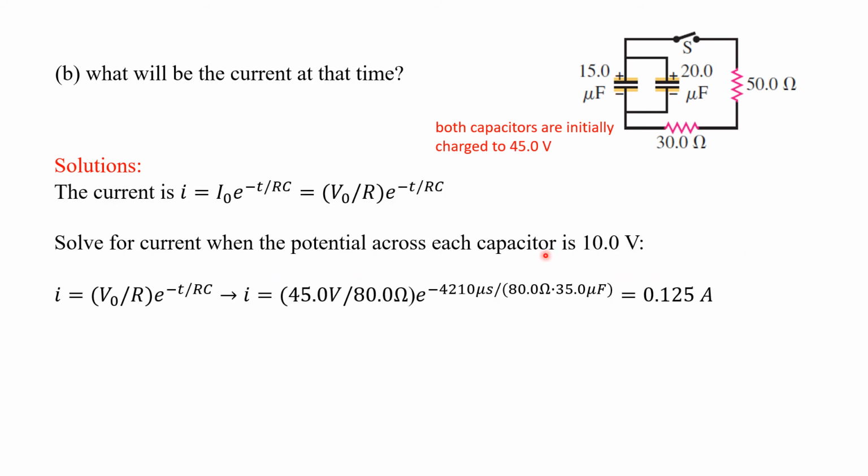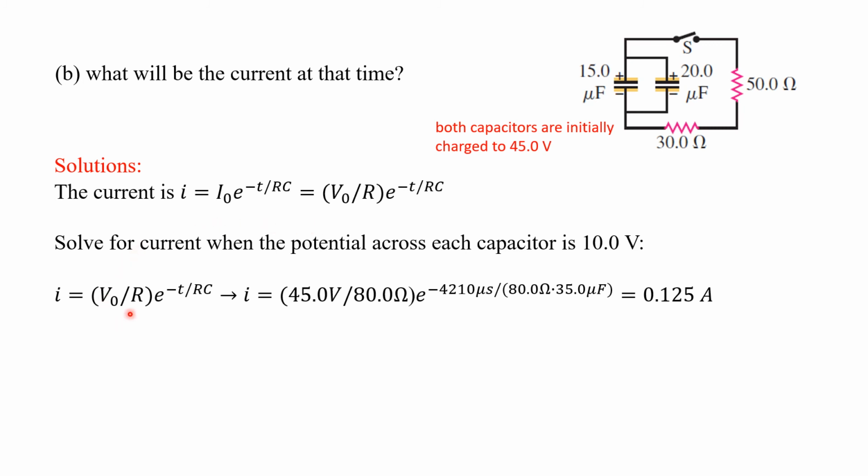What will be the current at that time? So the current is just this one. You're discharging. I is equal to I naught E to the negative T over RC. And remember that your I naught is equal to V naught over R from your Ohm's law. So your I is equal to V naught over R E to the negative T over RC. Solving now for your current I.